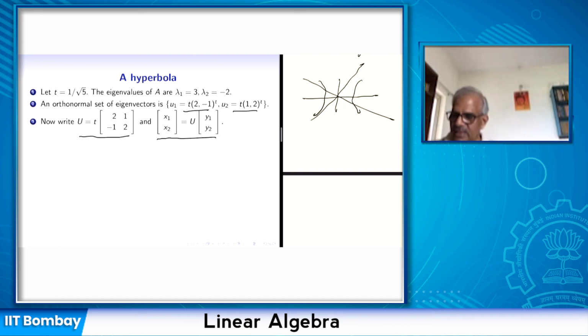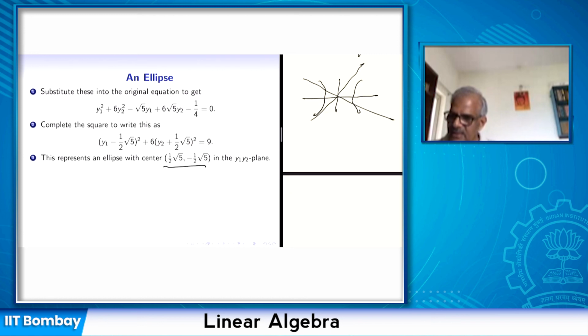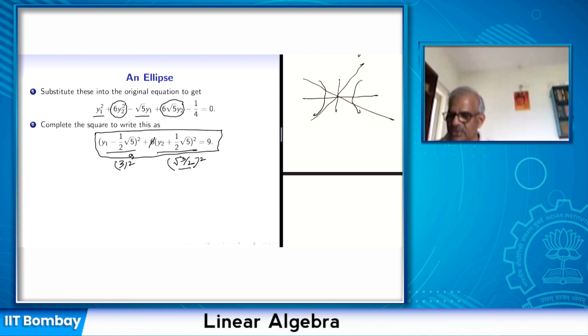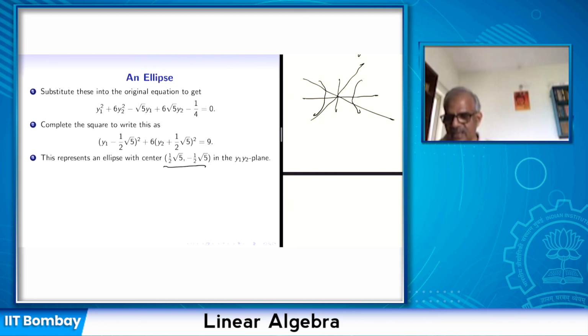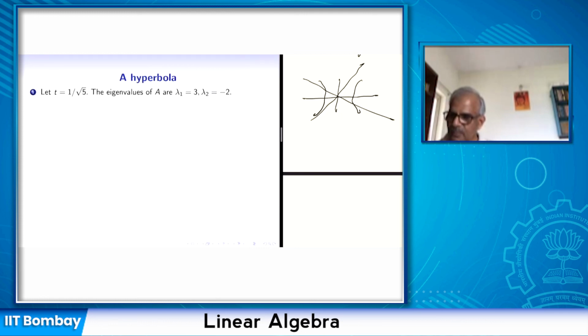But in the case of the ellipse, what were the eigenvalues? They were 1 and 6, right? I determined this earlier. So they have the same sign. So when lambda 1 and lambda 2 have the same sign and they are non-zero, then they will represent an ellipse. When lambda 1 and lambda 2 have opposite sign, the equation will represent a hyperbola. When one of them is 0, I will get a parabola.